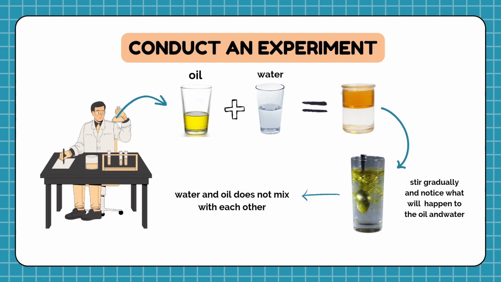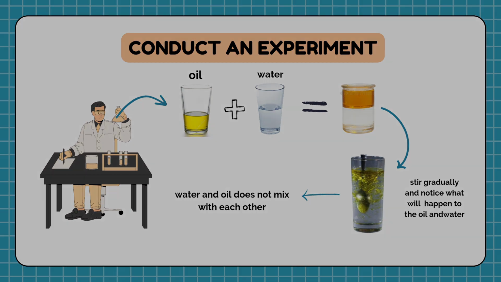After we stir the oil and water in the glass, we notice that the two substances didn't mix with each other. Therefore, we are going to jump into drawing the conclusion, which is the next step, to further explain what was causing the oil and the water to not mix with each other.